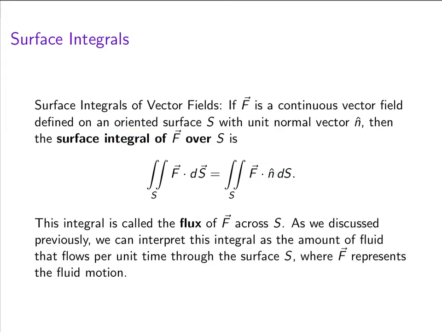Now, we talked about before an interpretation of this kind of a surface integral. It is the amount of fluid that flows per unit time through the surface S, and the field represents the fluid motion. If the fluid motion is in the same direction as the orientation of the surface, then that flux is going to be positive. And if the flow goes against the surface orientation, then the flux will be negative.